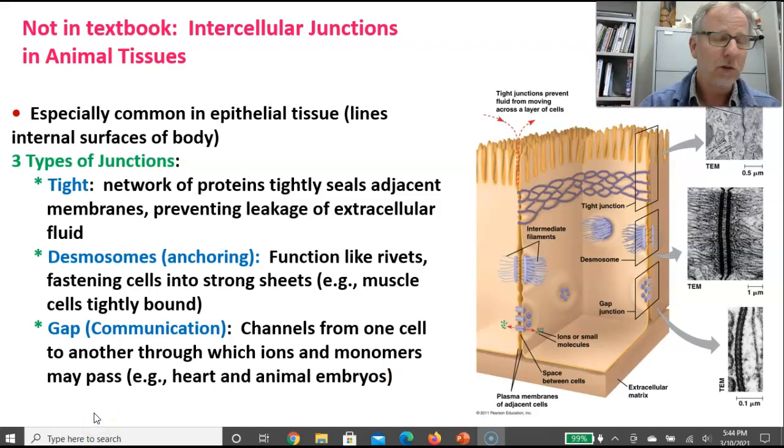So this concludes all the coverage of eukaryotic cells, their parts, their structures, from the organelles to the cytoskeleton to the extracellular matrix in animals to intercellular junctions in animals. So you've learned a lot about how we're put together. And indeed, if you go on and take anatomy and physiology, a lot of this material is going to come back and you're going to need to refer to it.